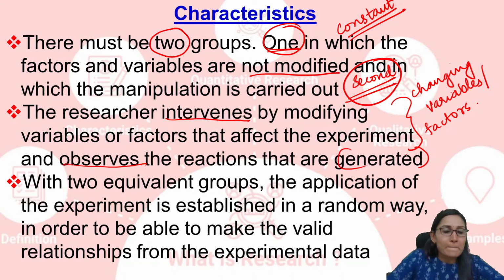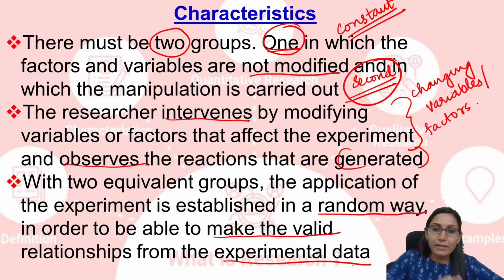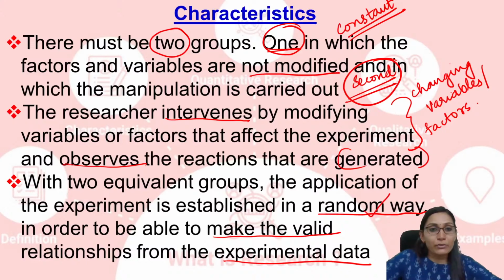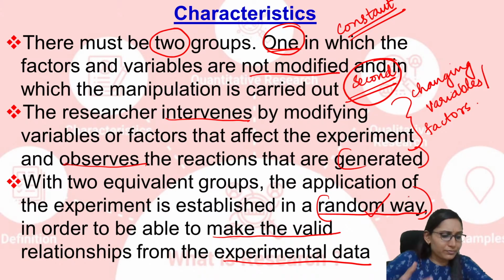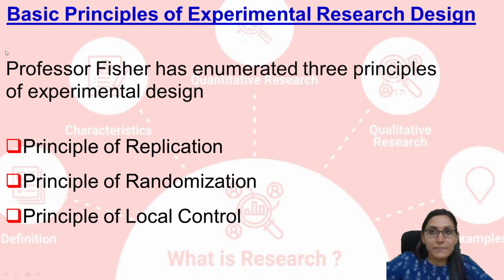Now with two equivalent groups, the application of the experiment is established in a random way in order to be able to make the valid relationship from the experimental data. Random means without planning. Now let's come to the basic principles of experimental research design.